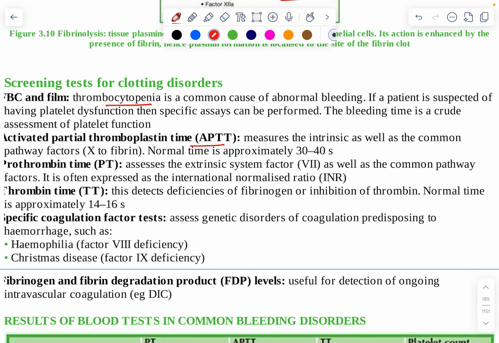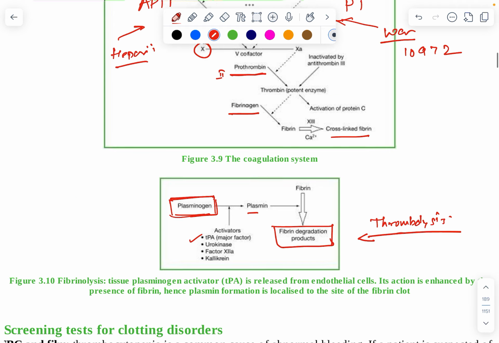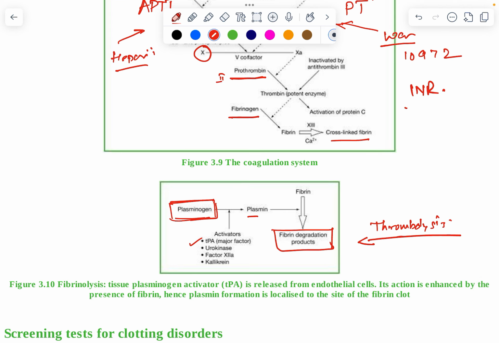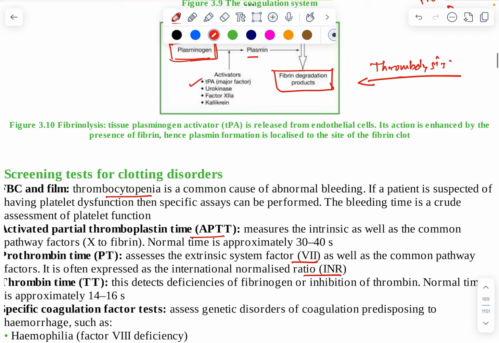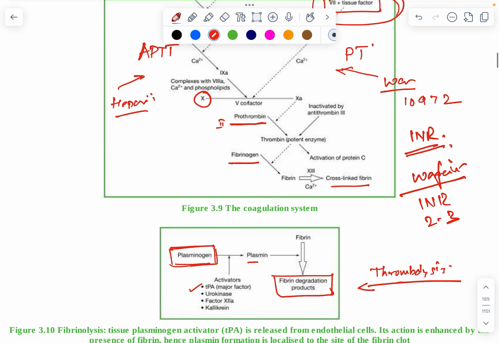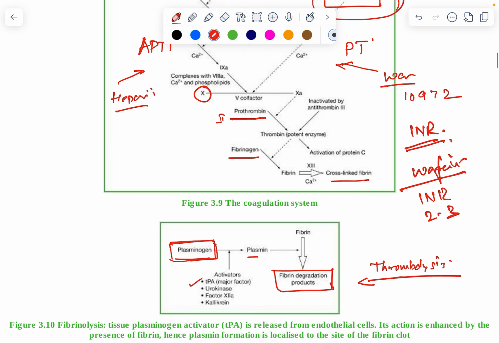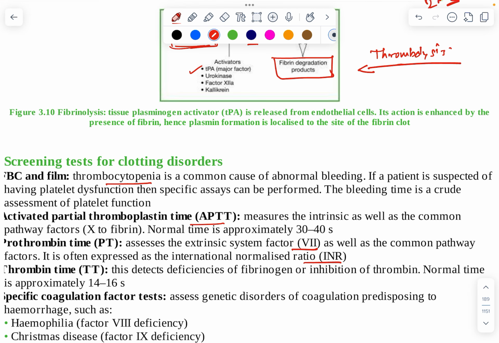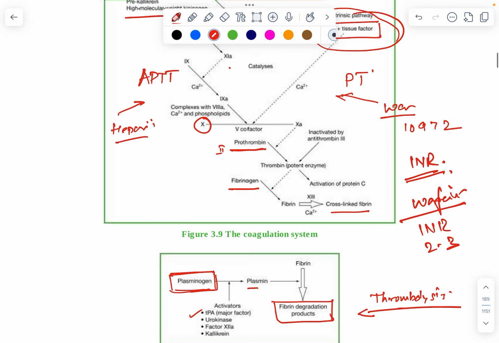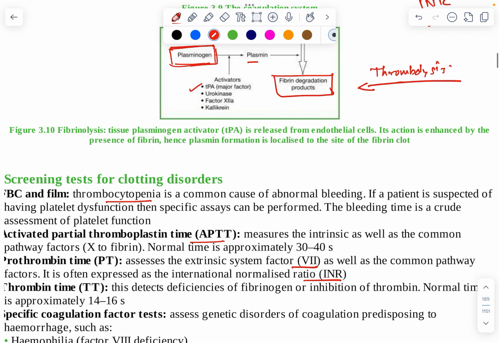Prothrombin time assesses the extrinsic mechanism, factor VII, as well as the common pathway. It is often expressed as INR. Whenever warfarin is given, you monitor INR. The ratio has to be 2 to 3. Whenever heparin is given, low molecular weight heparin doesn't require monitoring, but for unfractionated heparin in high doses you measure APTT. The normal is 30 to 40 seconds.